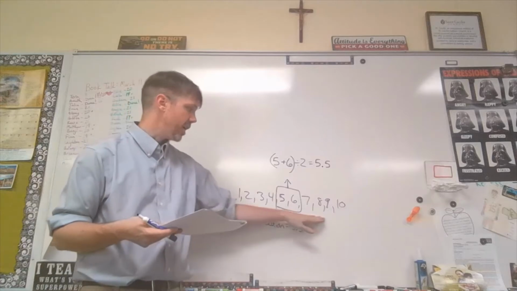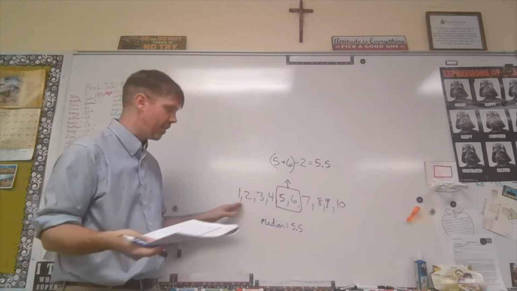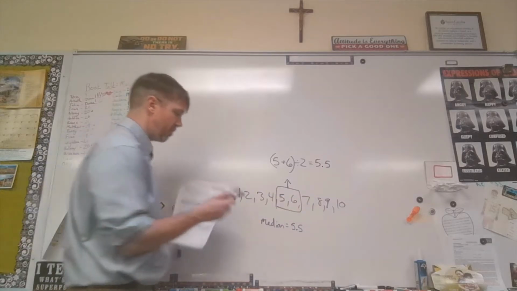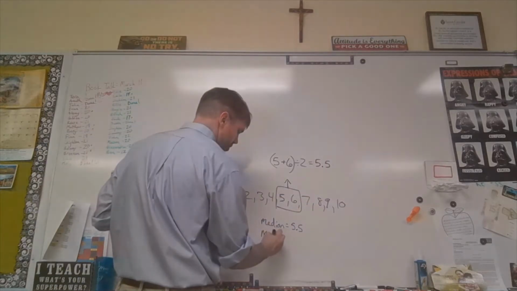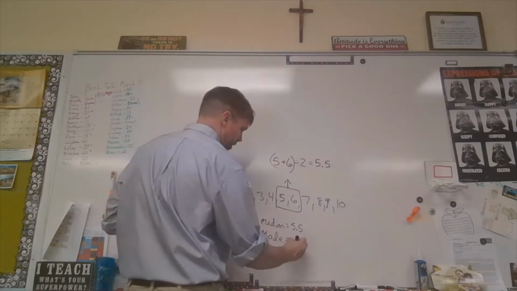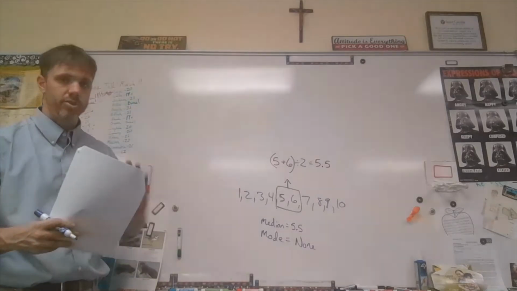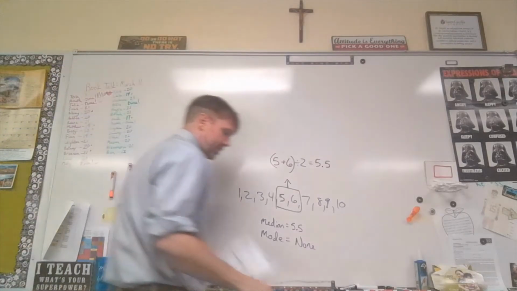So for this group right here, which number appears the most often? Well, none of them, right? Because every single one of them is a different number. So we would say mode, and don't write 0 because it's not 0, but you would just say none. Okay, so the mode is none. There's no mode.